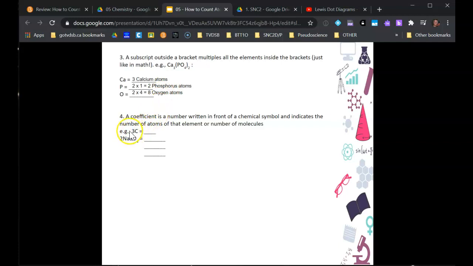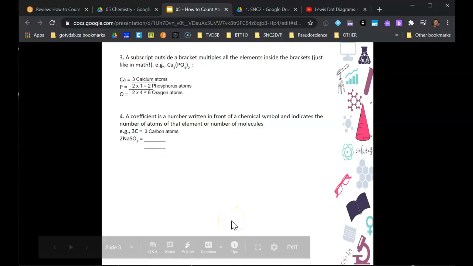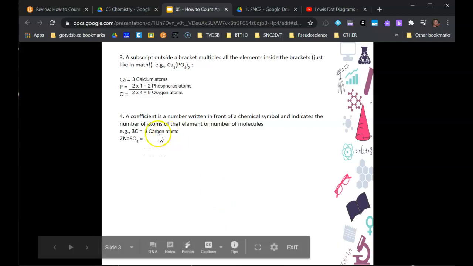A number 3 in front of this tells us that we have 3 carbon atoms. So we have a coefficient in front of the carbon that says we have 3 of these. They are not attached to each other. We could have a carbon here, and a carbon here, and a carbon here. It just means that we have a total of 3 carbon atoms somewhere in the space that we are measuring, but they are not attached.